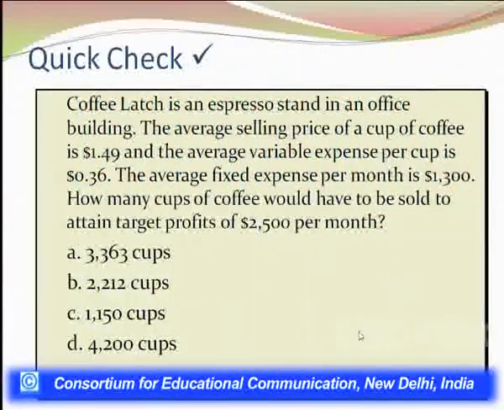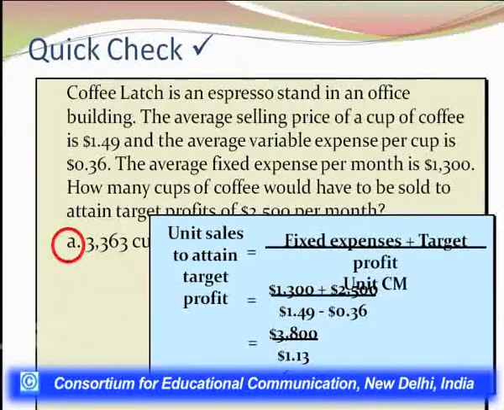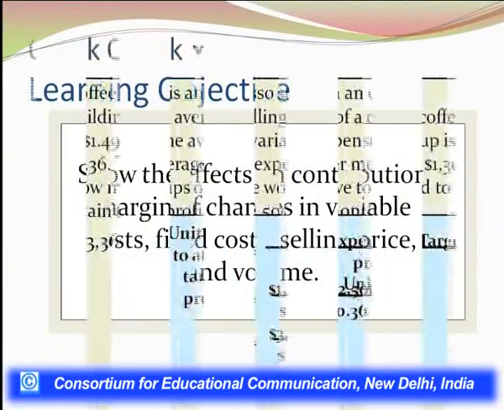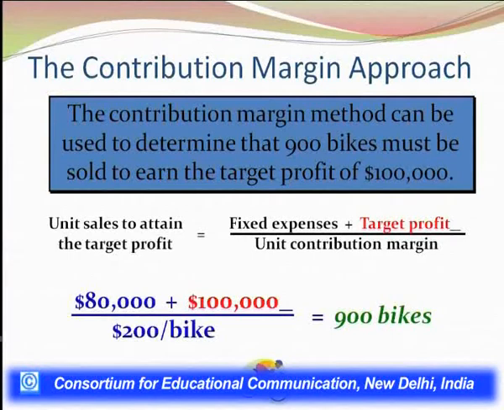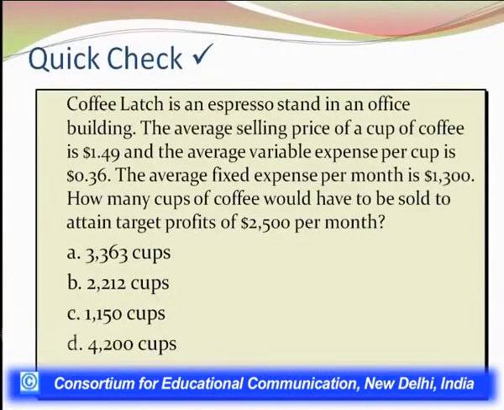If you want to get the same answer in value, then what would you do? You would divide the total fixed cost plus your target profit by the contribution margin ratio. So here, instead of 200 per bike, you would use the contribution margin ratio, which was 40%, and your answer would be in terms of dollars in that case. That's the only difference between the contribution margin ratio and the contribution margin per unit. Your answer would be either in units or in total value of dollars or rupees, right? So this is how we use contribution margin analysis for finding out the target profits for a business.